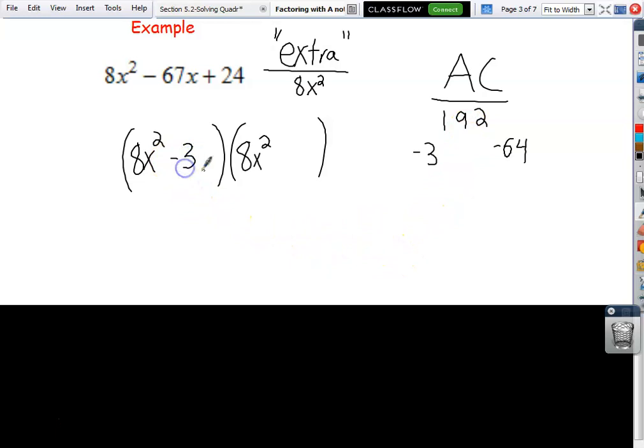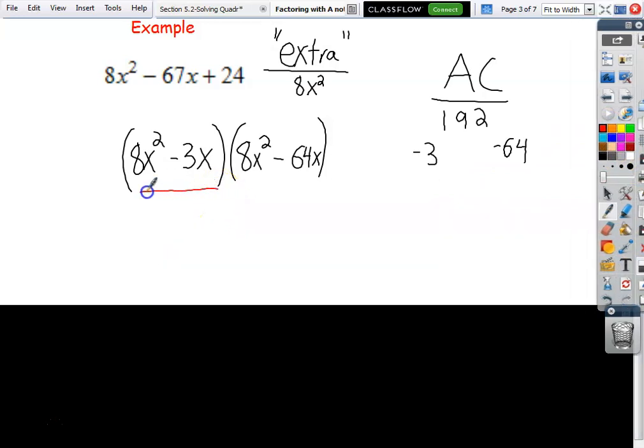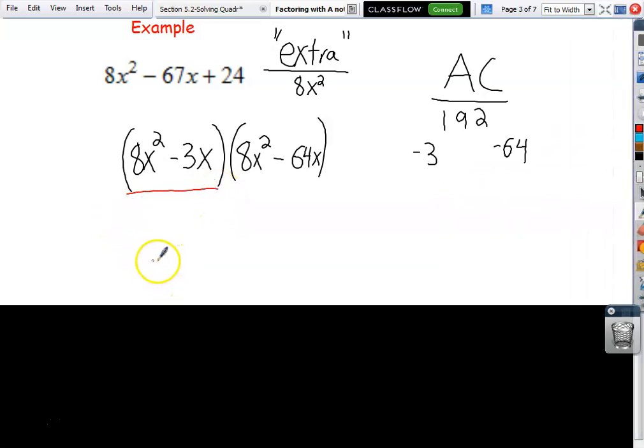Now I know what you're thinking, Mr. Faust. Mr. Faust, this doesn't work. Like, this clearly will not fall back to the original problem. And you're right, it won't. But what I can do is look at the first two terms here. What do they both have in common? Well, they both have in common an x. Pull that out. And I'm left with 8x minus 3.